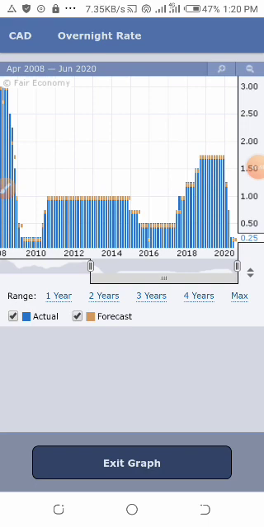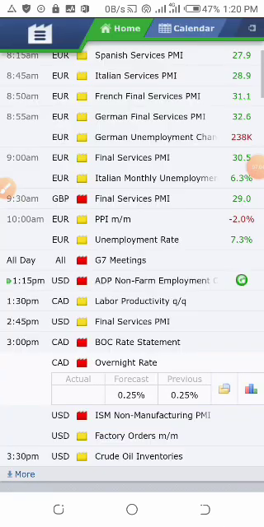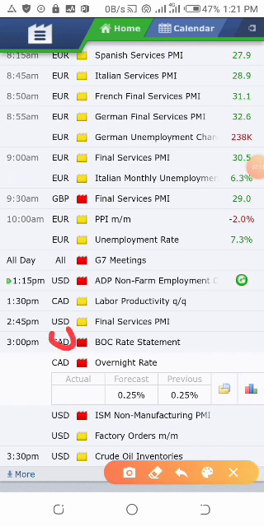NFP is released every first Friday of the month. So on the first Friday of the month, when you scroll down, you're going to see it on your chart at 1:30. You're going to see it written NFP. So if you check down here, you're going to see something like USD, non-farm payroll. You're going to see critical. It's always very, very critical because its impact is very high. So the folder is always going to be red. And then you're going to see non-farm payroll written here.